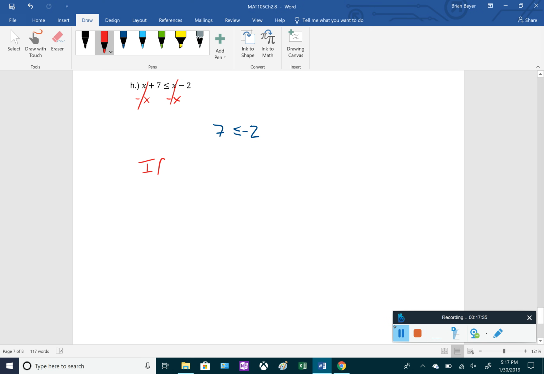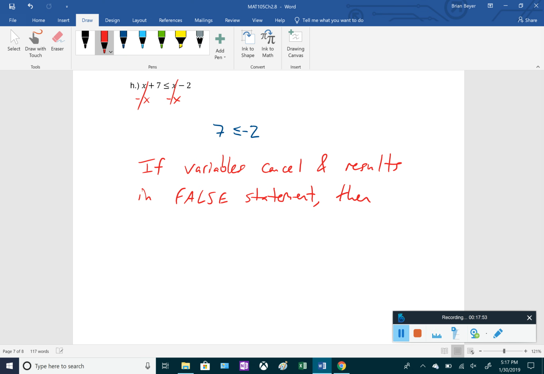So this time, if the variables cancel, which they did again, and it results in a false statement, so it's false because 7 is not less than or equal to negative 2, then there are no solutions. So no matter what we plug into this inequality, nothing will make this one true. It'll always be false. So we could say that this would be the empty set if you wanted to say it like that.